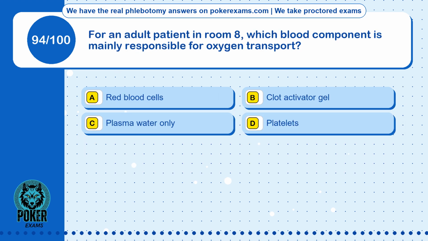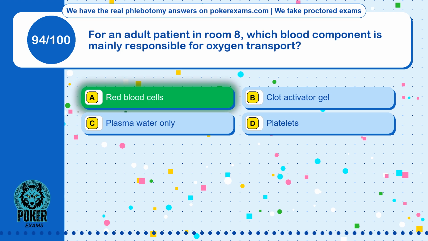Question 94. For an adult patient in room 8, which blood component is mainly responsible for oxygen transport? Option A, red blood cells. Option B, clot activator gel. Option C, plasma water only. Option D, platelets. The correct answer is option A.